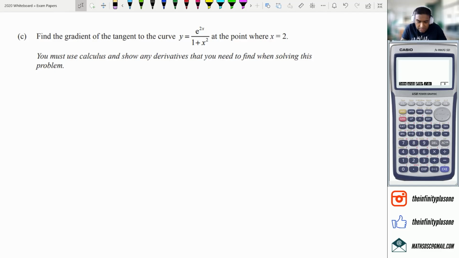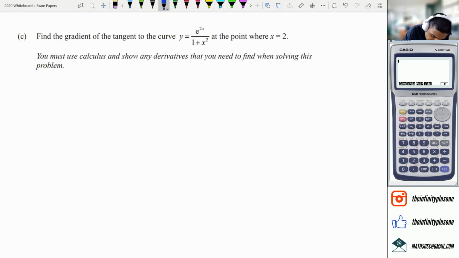So with question 1C, what we've got here is: find the gradient of the tangent to the curve, blah, blah, blah, at the point where x equals 2. So all we're really looking for is the gradient, all right? So we just have to differentiate, put in x equals 2, and figure out what it is.